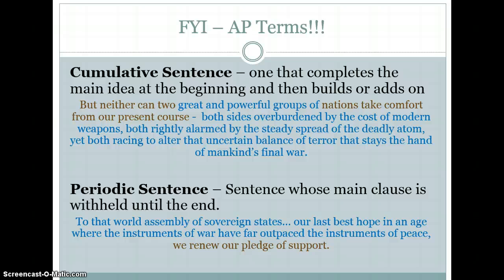That's basically the main clause of the sentence. Everything else that you see here is additional information. It's building or adding on. A periodic sentence is the exact opposite. This is where we wait for our main clause until the end. You've got a lot of stuff building up before it. So, to that World Assembly of Sovereign States, our last best hope in an age where the instruments of war have far outpaced the instruments of peace, we renew our pledge of support. We renew our pledge of support. That's the main clause. Everything else that comes before that is building up to that.